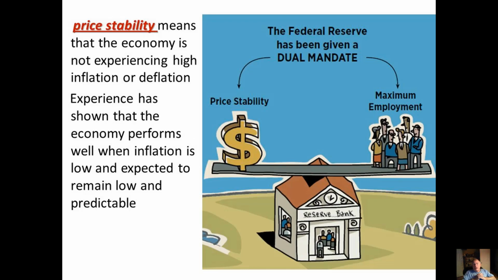What is their focus? The Federal Reserve has a dual mandate: price stability and maximum employment. So they're balancing that. Price stability means that the economy is not experiencing high inflation or deflation. Experience over time has shown that the economy performs well when inflation is low and expected to remain low and predictable. And maximum employment. So it's this balance. Prior to COVID, we had been in that maximum employment zone. We've had minimal inflation, so the Fed has achieved what it wants. Now, that has changed with what has happened with COVID-19 and the employment situation that we talked about.